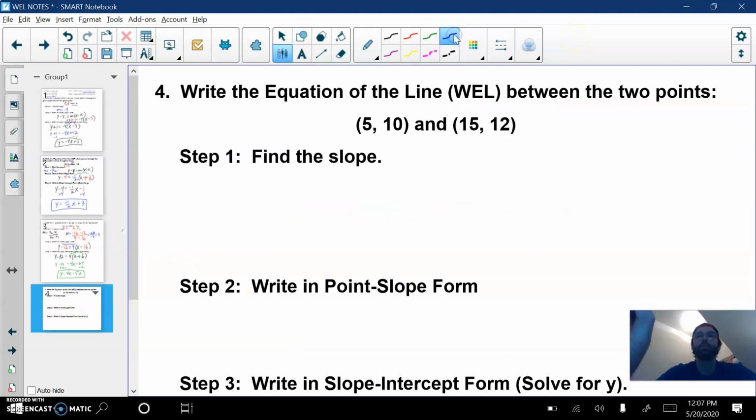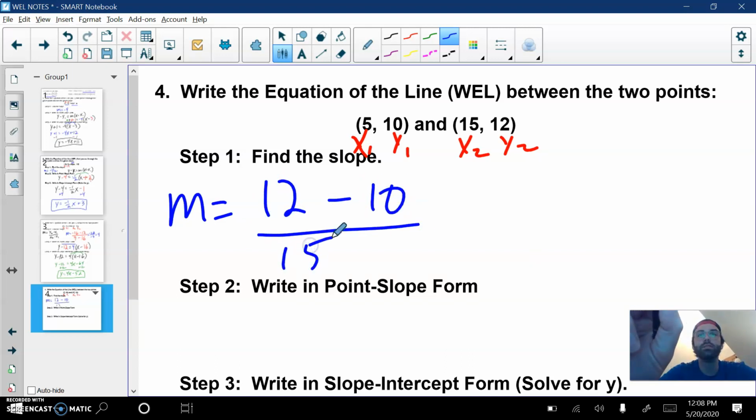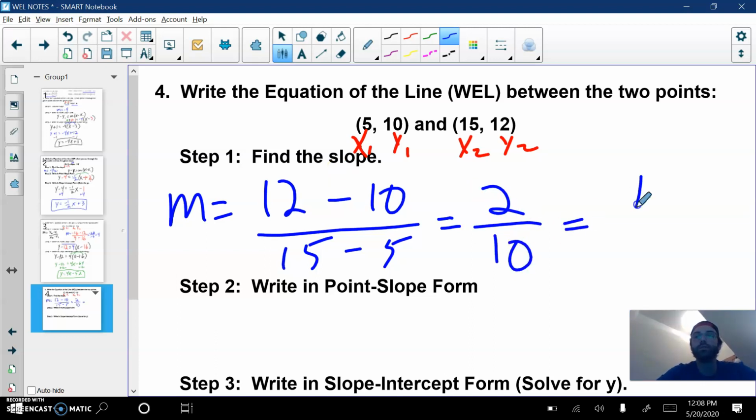Here we go. Stay consistent: x1, y1, x2, y2. Find the slope. m equals y2, 12, minus y1, 10, over x2, 15, minus x1, which is 5. 12 minus 10 is 2. 15 minus 5 is 10, which reduces to 1/5.